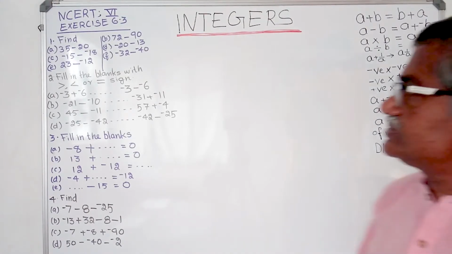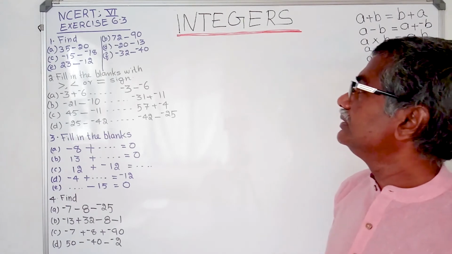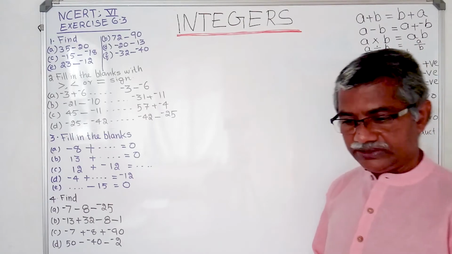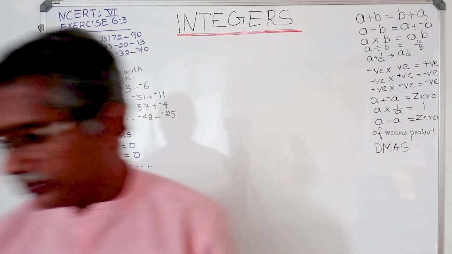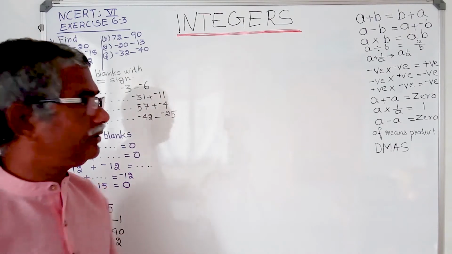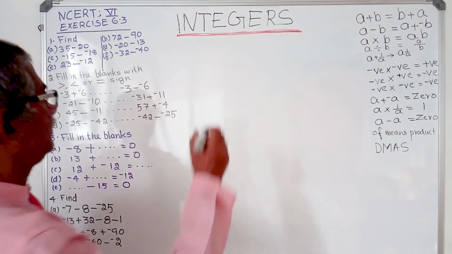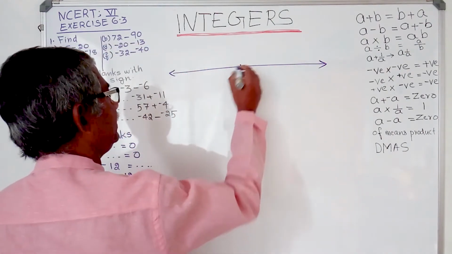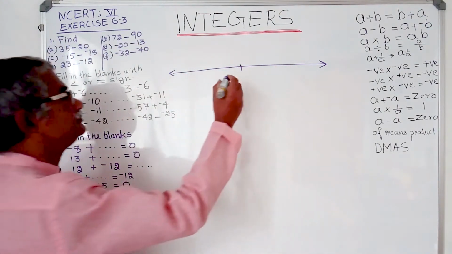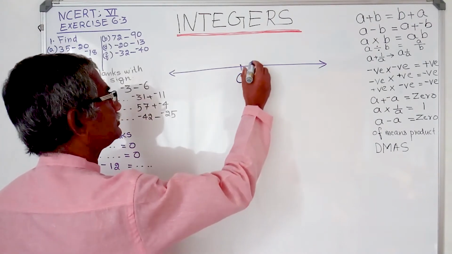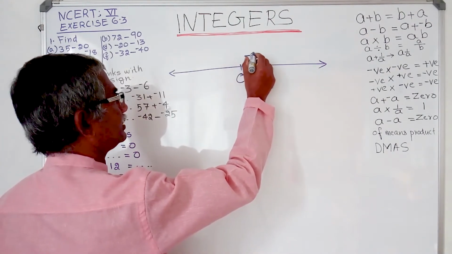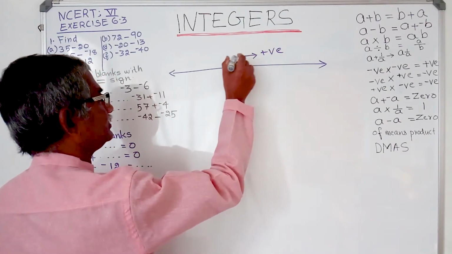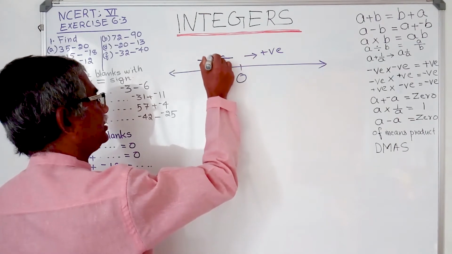Welcome to class 6 NCERT textbook, chapter 6, exercise 3. We are doing the problems with the help of a number line. The middle of the number line is 0, going forward is positive, going backward is negative.